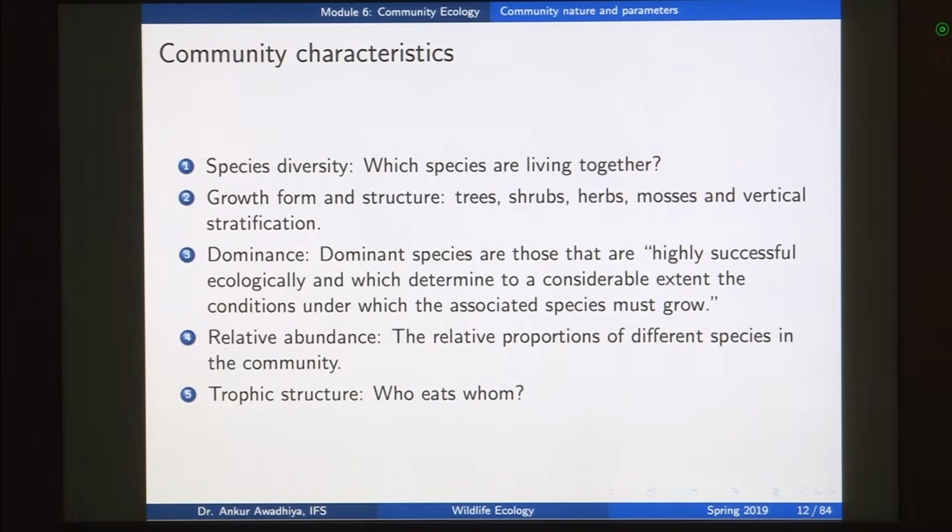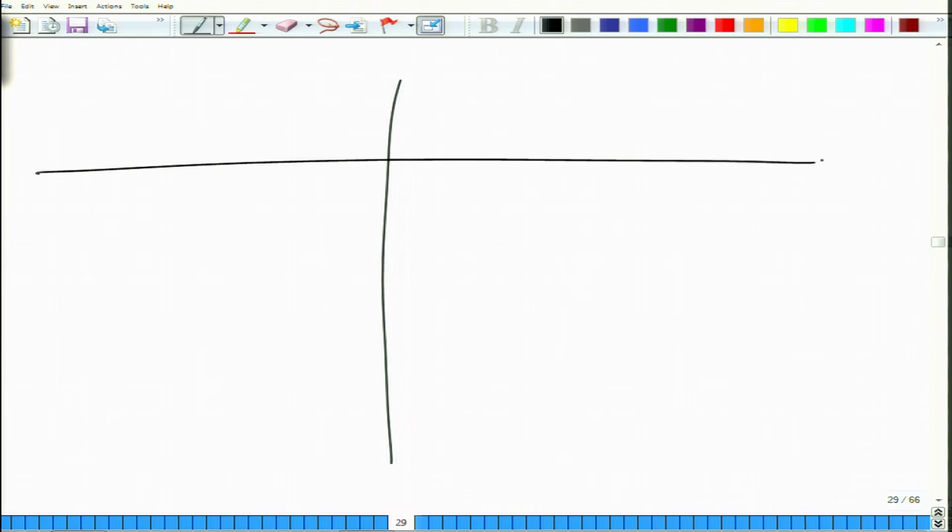Now, the fourth thing is relative abundance. Relative abundance is the relative proportion of different species in the community. So, you can have say a community where you are having species and their abundance.